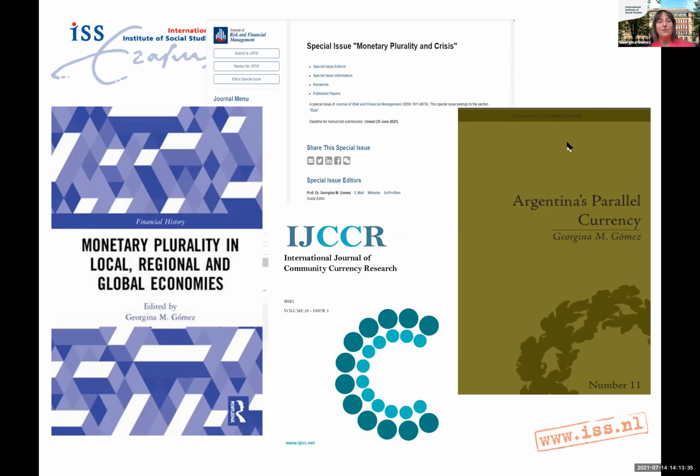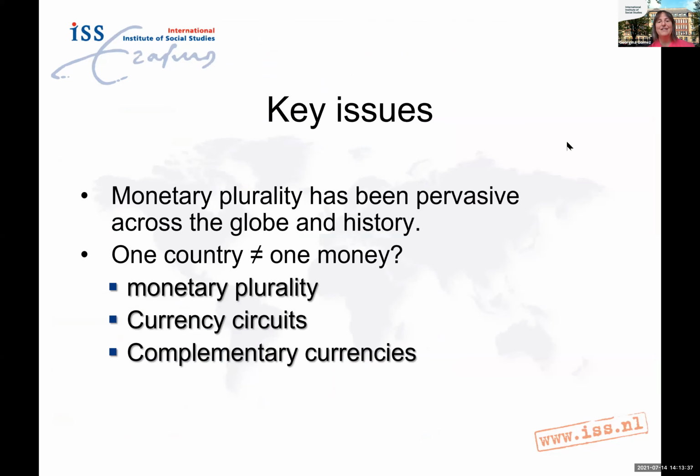So this is what I'm going to talk about. Now, what is monetary plurality? What are we talking about? I was trained as an economist myself, and if you pick up any book of economics, they usually have a chapter on money, and the first few lines will say something like money is what performs as means of payment, unit of account, etc. Usually it's three functions or four functions depending on the author, means of settlement, sorry.